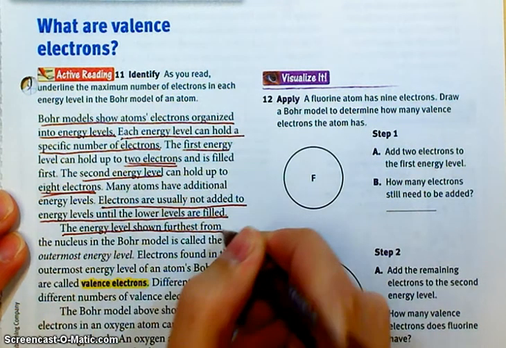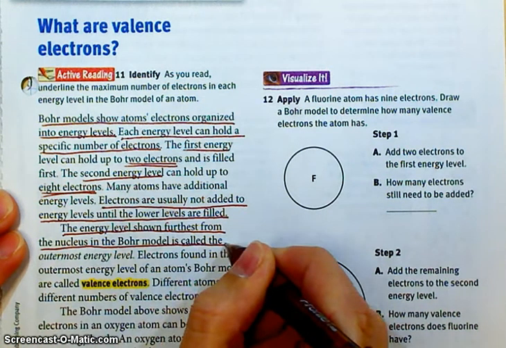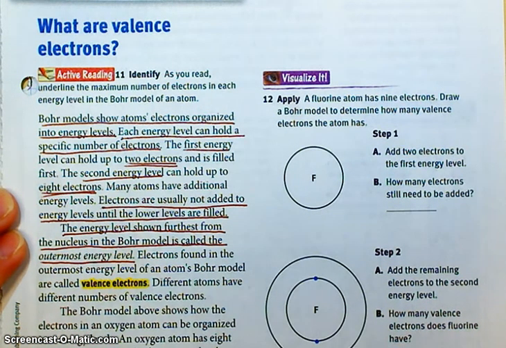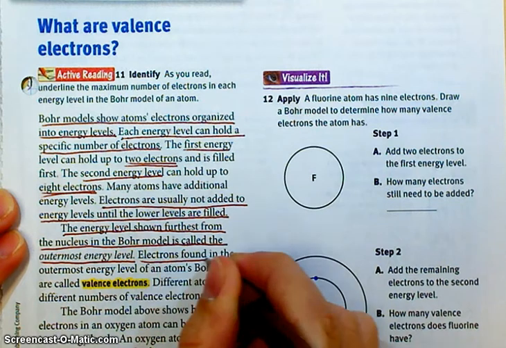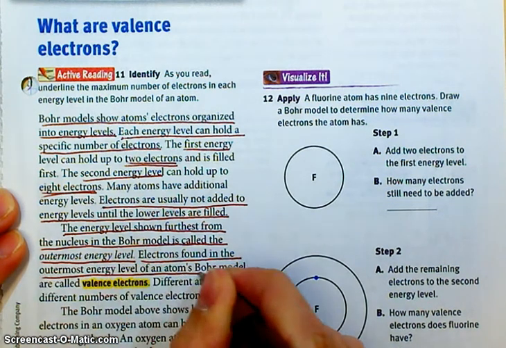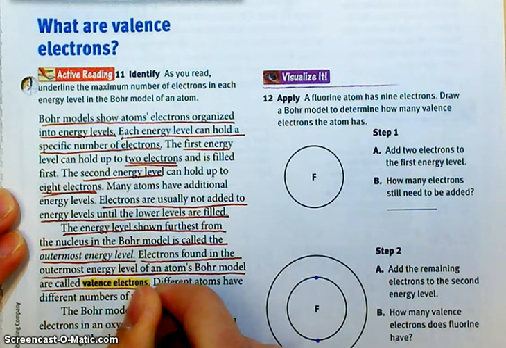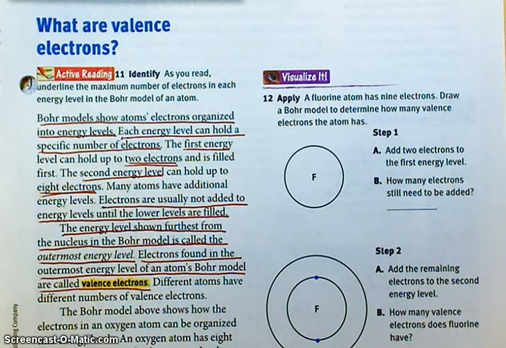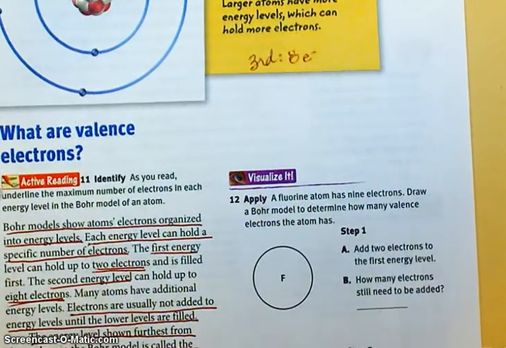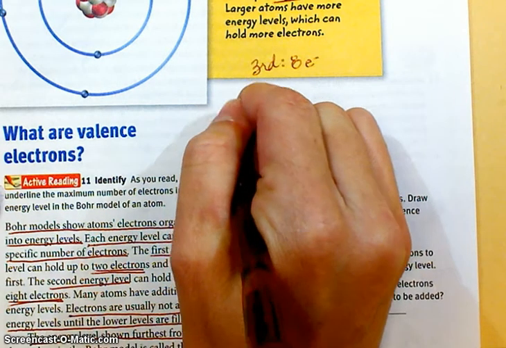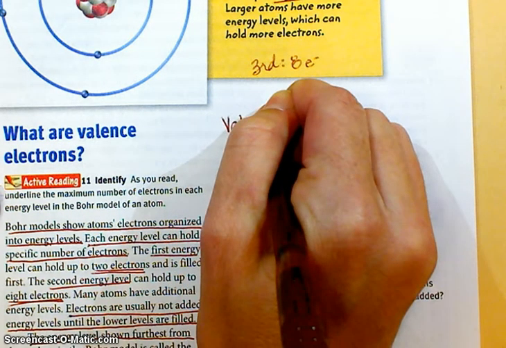The energy level shown furthest from the nucleus in the Bohr model is called the outermost energy level. And the electrons found in the outermost energy level have a special name. And what is it? Valence electrons. Why are valence electrons important? They are the outermost electrons, and they are doing what? They are the only ones that are involved in chemical bonding. So that's very important. So important that I might take a few seconds and write that down, even though I know it, but let's write it down one more time.